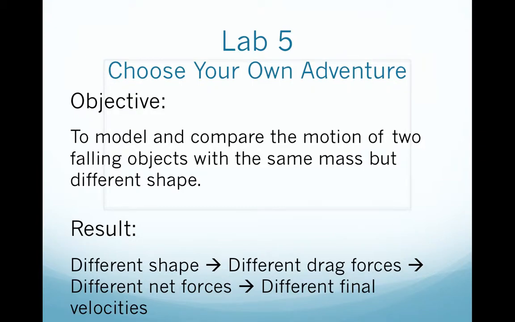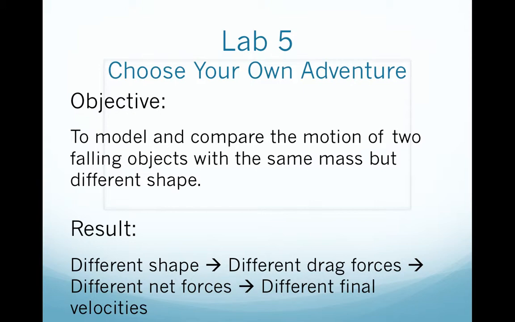Hello, this is Lab 5, Choose Your Own Adventure. I chose to model and compare the motion of two falling objects with the same mass but different shapes. It is commonly known that objects with the same mass should fall at the same speed. Even objects with different masses will fall at the same speed, except, however, when you account for drag force.